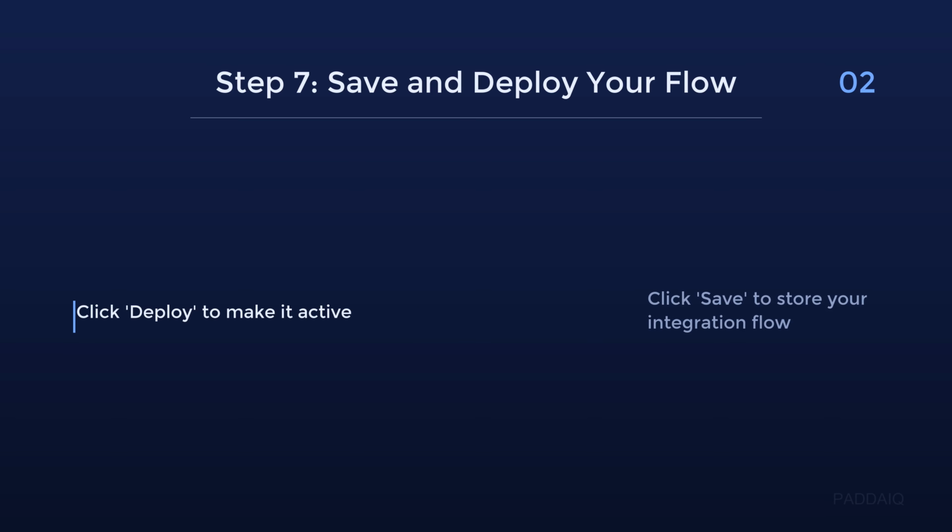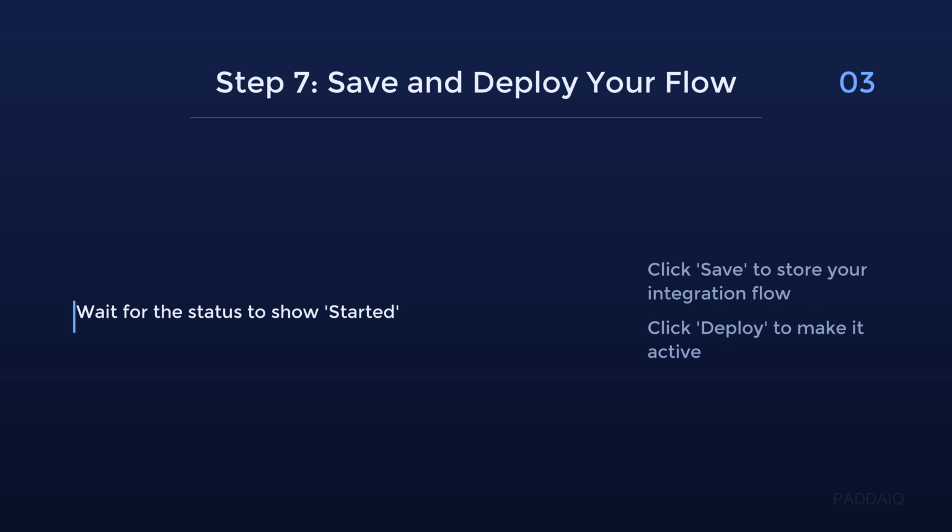Click Deploy to make it active. This means your configured flow is now operational and ready to process data automatically. For instance, after setting up a flow to send automated email notifications for new sales orders, deploying it activates this automation. This final step brings your workflow to life.